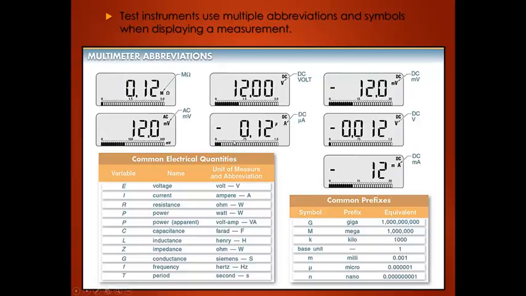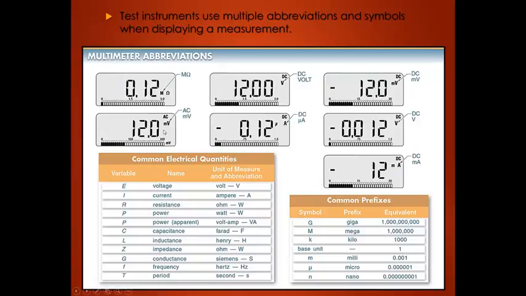Some abbreviations. You can look at these boxes down here, but the big ones I'm going to talk about are in the top. So M on a multimeter stands for meg. So that's a unit of measure. And this symbol here stands for ohms.